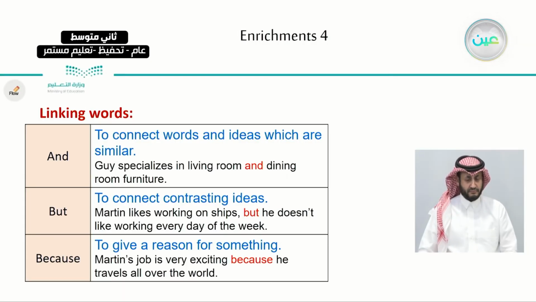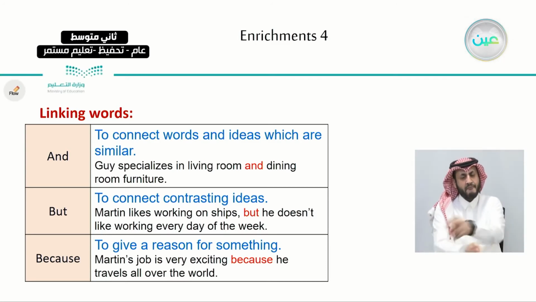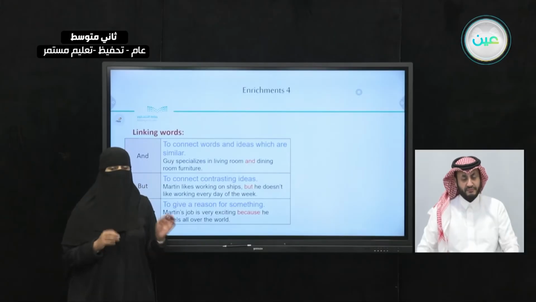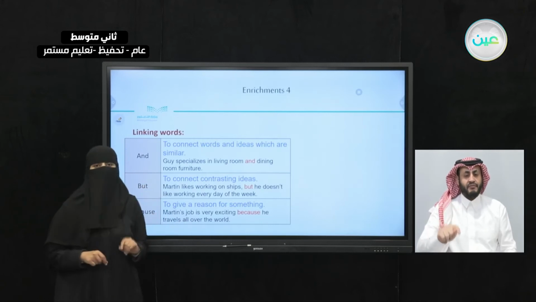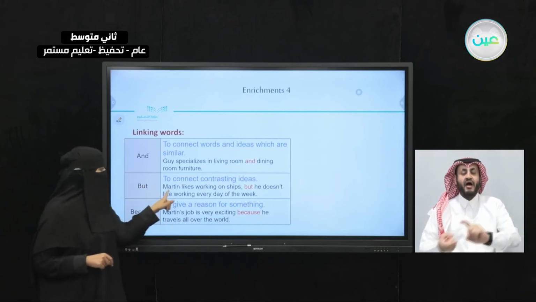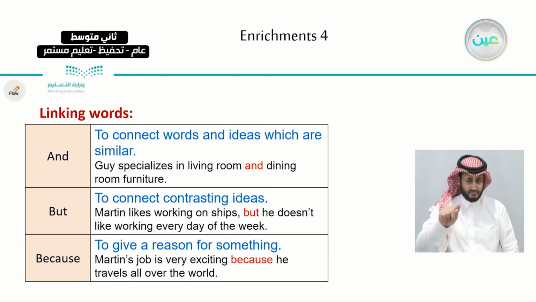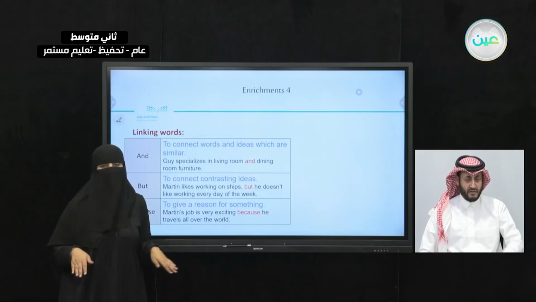Now, how about the word but? When are we going to use the word but? We are using the word but to connect contrasting ideas, opposite ideas. When we are contrasting two ideas together in a sentence, we will use the word but. Like this: Martin likes working on ships. So something he likes to do. But he doesn't like working every day of the week. So in the sentence, something he likes and something he doesn't like.